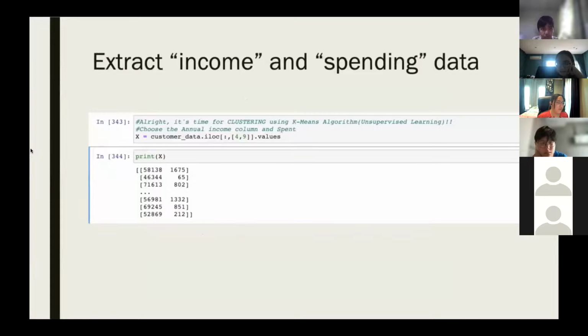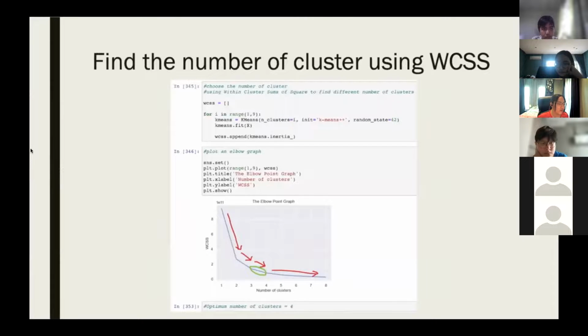Okay, so the first step is to extract the columns that we want. In this case, we want income and spending, then assign variable X to them. And the next thing is to find the number of clusters using WCSS, within-cluster sum of squares, or the elbow method that I mentioned. In this case, the optimum number of clusters is 4.